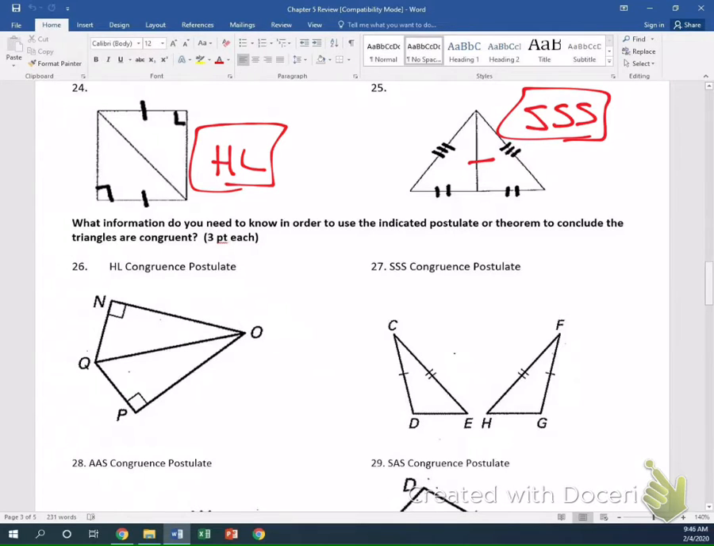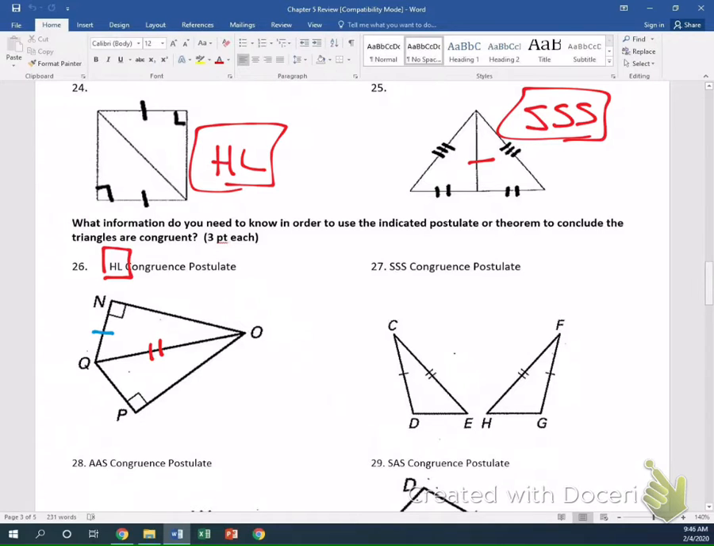All right, this next one says, what information do you need in order to use the indicated theorem? These are challenging. People always struggle with these the most. So it's saying what is missing if I want to use HL. So I have the right angles, right? Across from the right angle, I have the hypotenuse, right? It's the same segment in both. So what I'm missing is the leg.